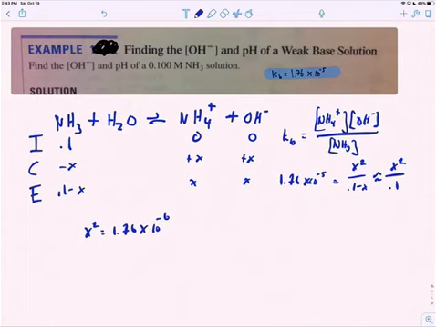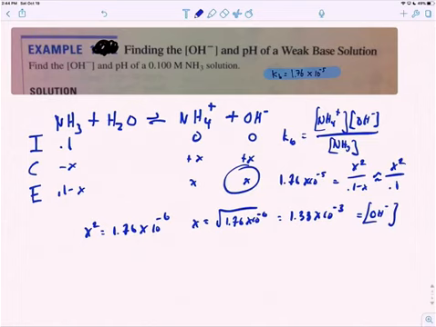You multiply both sides by 0.1. And then x is just the square root of 1.76 times 10 to the minus 6. And what is that? That is equal to 1.33 times 10 to the minus 3. Sorry, I forgot the equal sign there. This also equals the hydroxide ion concentration, because that's what the x is. So you have 14 minus negative log of 1.33 times 10 to the minus 3, as we've done in the last example. And this is 11.124, our pH.